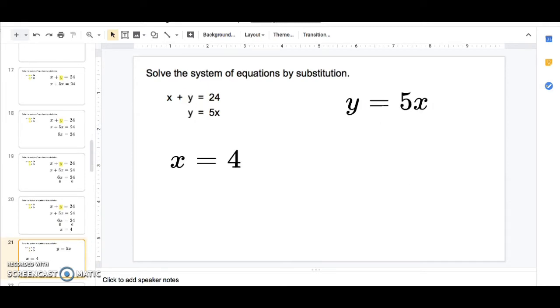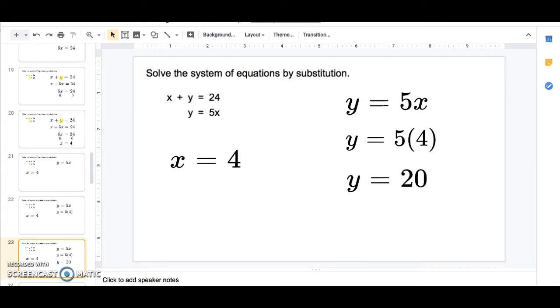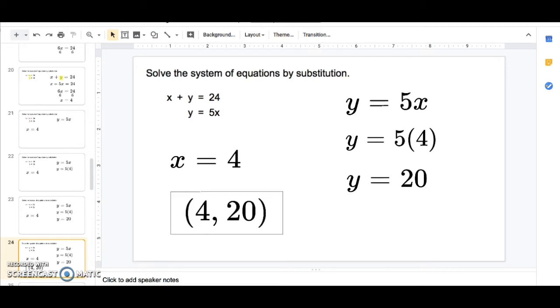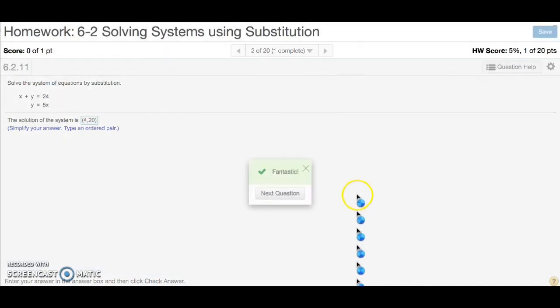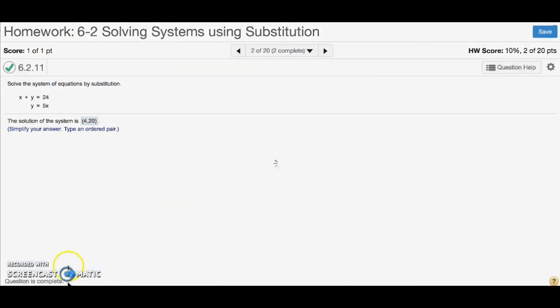Now we have to put x back in to get y. So x equals 4. We have y equals 5x. Let's replace x with 4. 5 times 4 is 20. So y is 20. Putting it together as an ordered pair, we have (4, 20) as our point. So putting it in, we have parenthesis 4 comma 20 parenthesis. That's our answer for number 2.